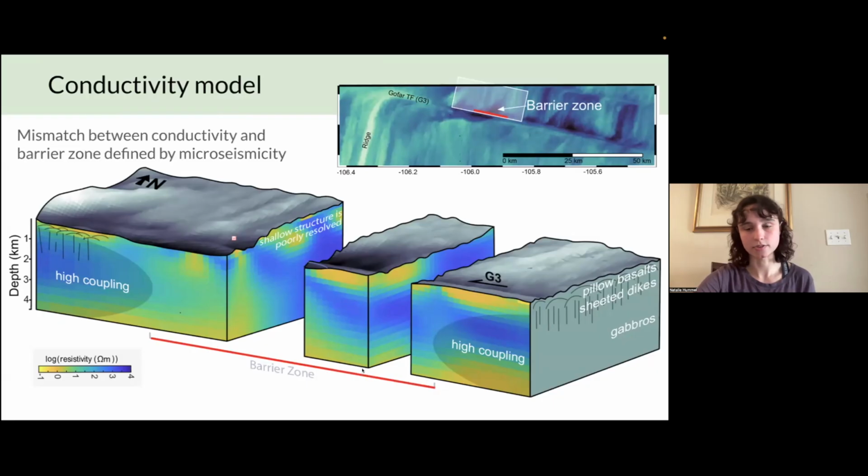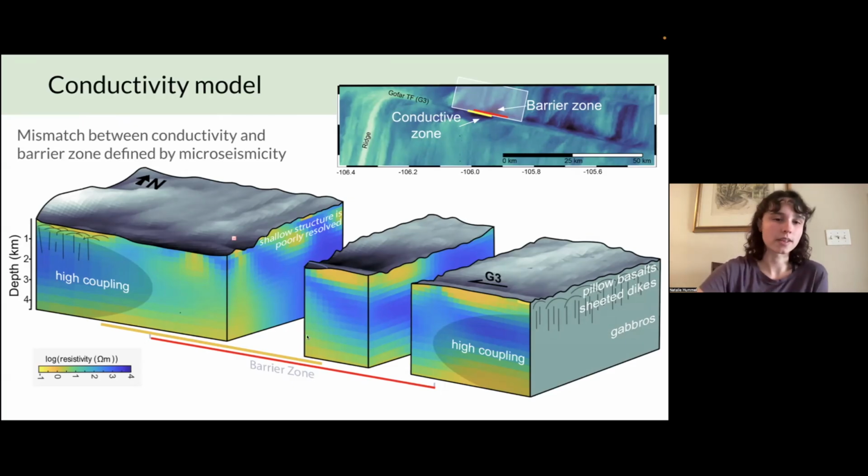This here is the barrier zone, and I've highlighted it on the map as well. And so the high conductivity anomaly is largely located within the barrier zone. But it's not perfect. There's a little bit of mismatch between the location of the barrier zone and the conductive zone, which is kind of interesting.